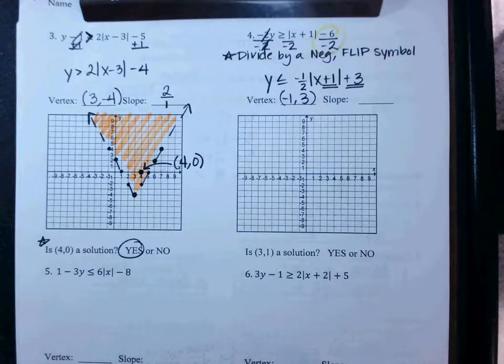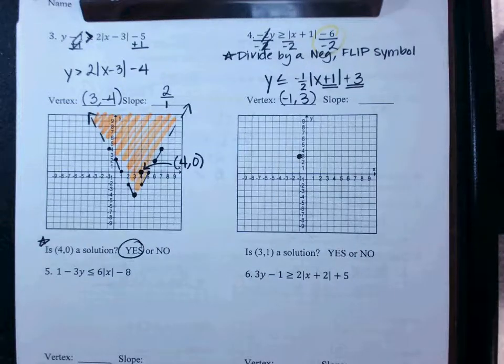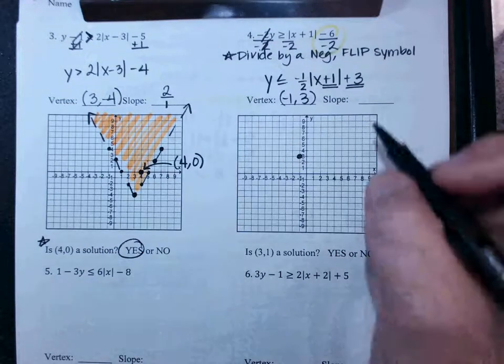Then I would put that on my graph. Negative 1, 3 is right here. What is going to change if my slope is negative? How is my V going to open? Down this time.